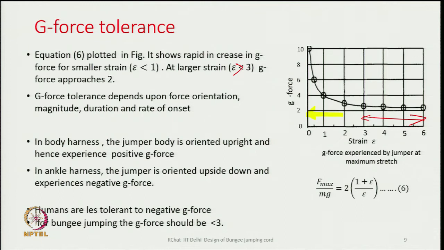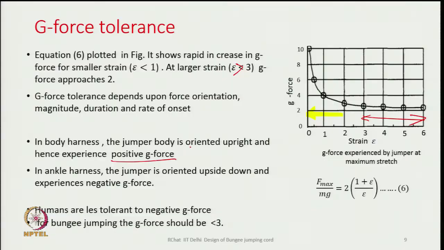In a body harness, the jumper's body is oriented upright when it jumps and experiences a positive G force. That is, when a jumper is jumping, his head is up and the legs are down. That posture basically means that his orientation is upright. In the ankle harness, when the harness is attached to the ankle, the jumper's orientation is upside down, just opposite, and experiences negative G force. Humans are less tolerant to negative G force.